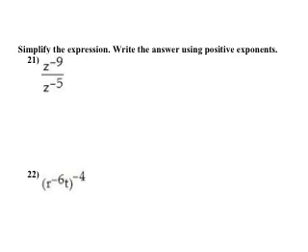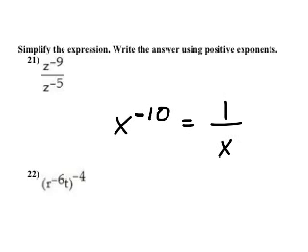Okay, so now you see number 21 and 22, those have negative exponents. So there's no reason to freak out. Remember I said that the negative exponents are like the positive exponents, only the reciprocals of the positive exponents. So for instance, x to the negative 10 power equals 1 over x to the 10th power.